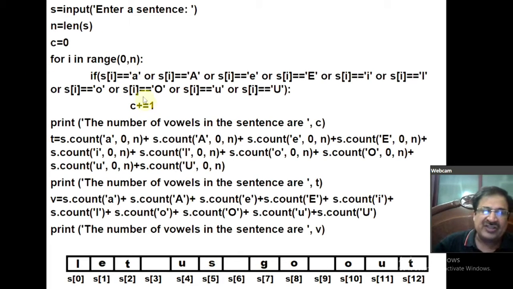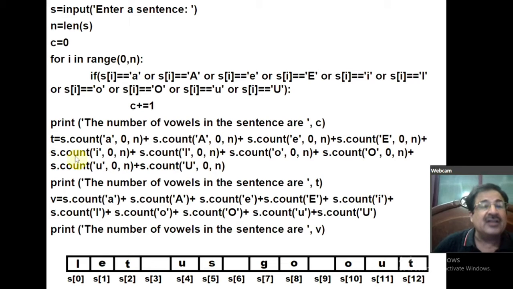So it is checking all the values ranging from 0 till 12 to check if any of these index locations has any of these vowels in uppercase or in lowercase. If it does, the value of C will be incremented. So when the for loop gets over, the variable C will have the final count of the number of vowels in the sentence. So you are displaying the count of vowels by using this print statement: the number of vowels in the sentence are, and then C. So the value in the variable C will be displayed.